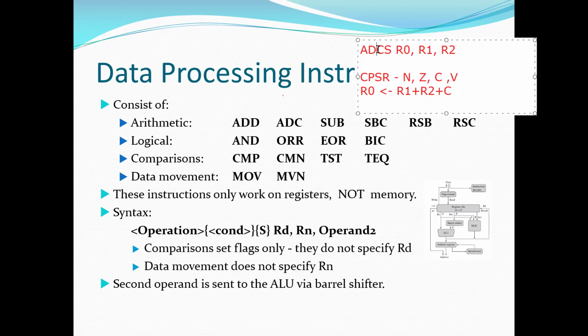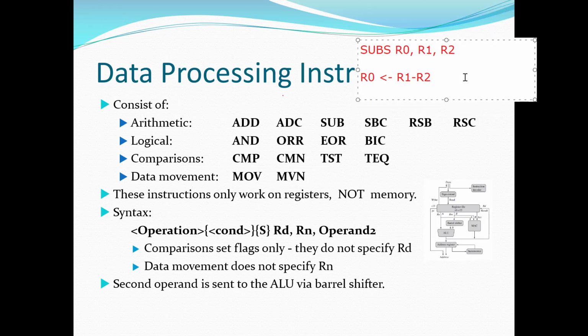So when I use subtraction, SUB, the second operand is subtracted from the first operand. This is how it works. SUBS R0, R1, R2: R1 minus R2 will happen, and the result will be copied into R0, and also the flags will be affected. Since I have added S here, the flags will be affected. If you remove S, the flags will not be affected. That is SUB.